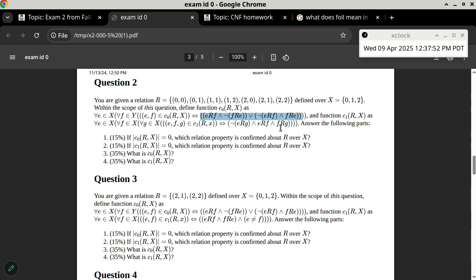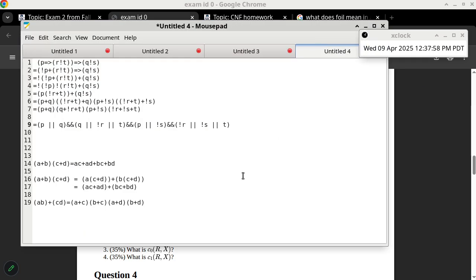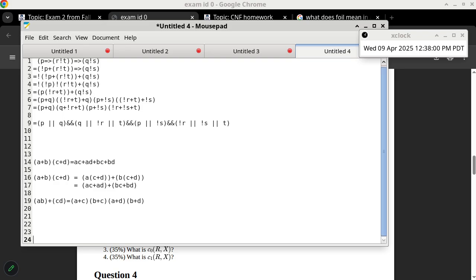Okay, so what is the membership of X Cartesian product with X? So let's start with that. X is 0, 1, 2, and we want to perform a Cartesian product with 0, 1, 2. So what is the membership of the result?